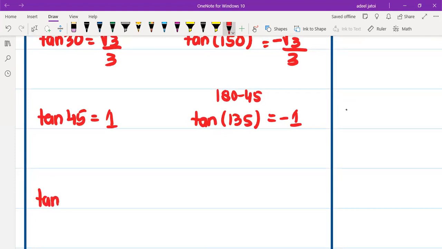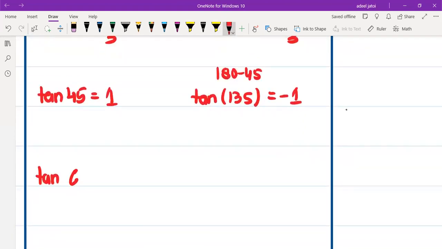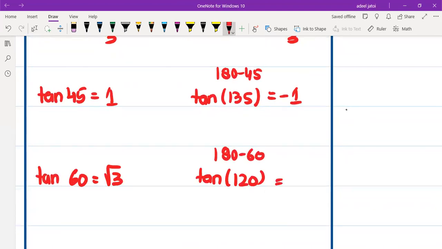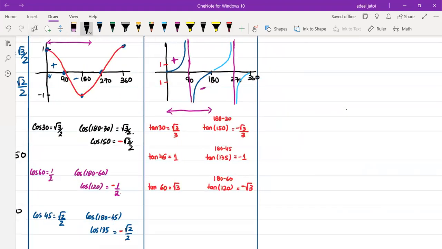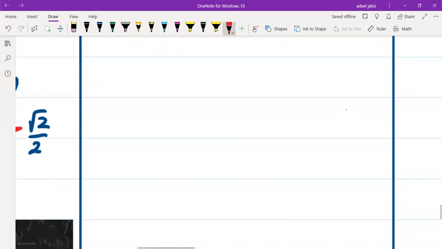Similarly, tan 60, the answer is root 3. So 180 minus 60 is 120. So tan 120 will be root 3 because of the corresponding angle of 60, but it will be negative because 120 is an obtuse angle. So the answers will be the same for acute and obtuse, except for the sign.